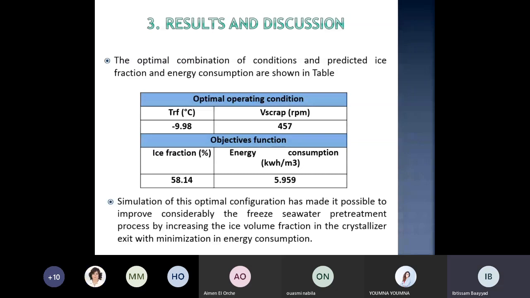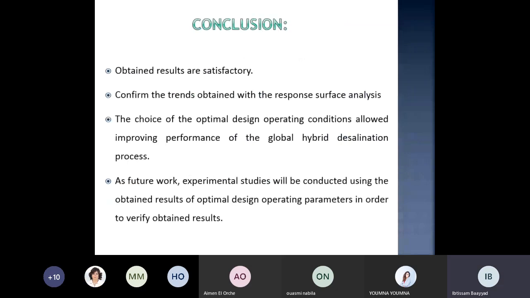5.959 kilowatts per cubic meter. So in conclusion, in this work, the ice suspension crystallization in a scraped surface heat exchanger process is investigated to develop an appropriate optimization design of the new freezing pretreatment process for seawater desalination.